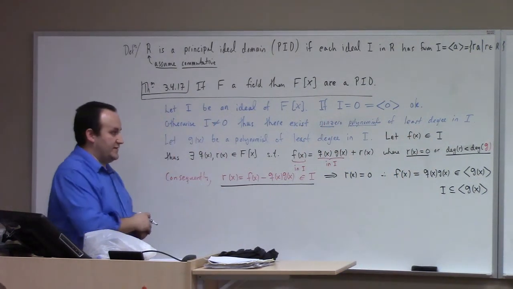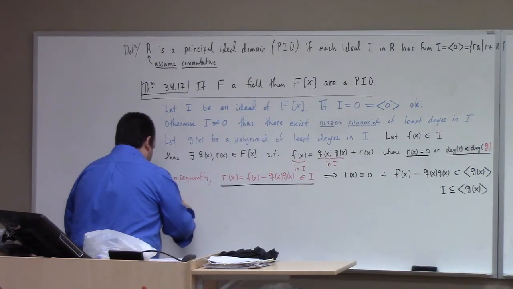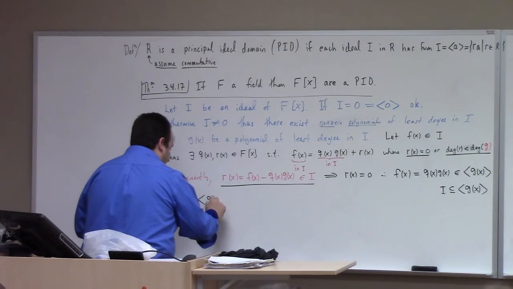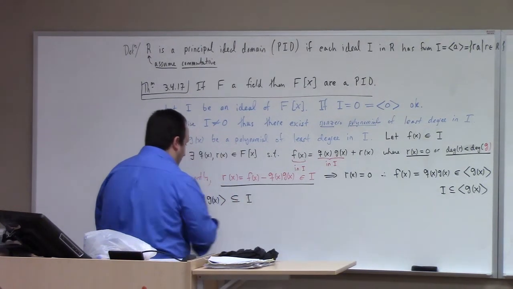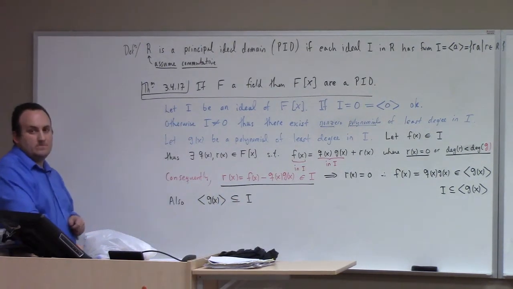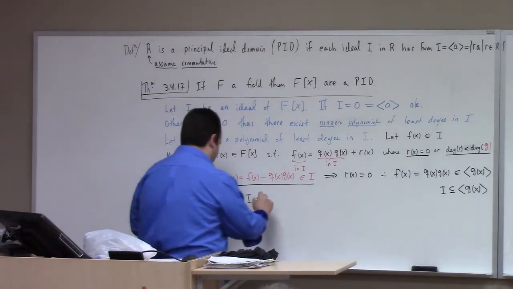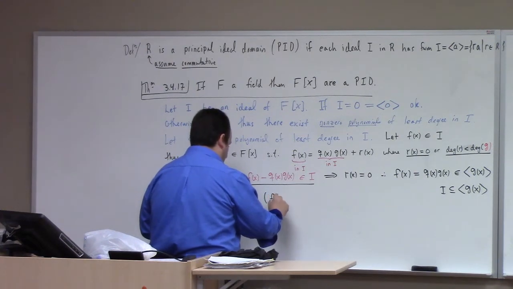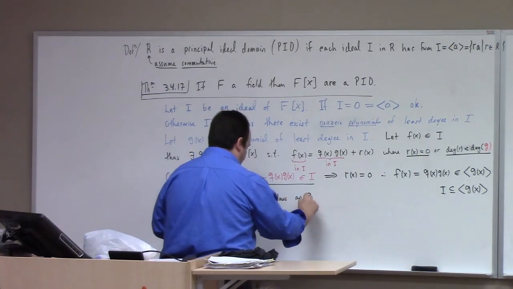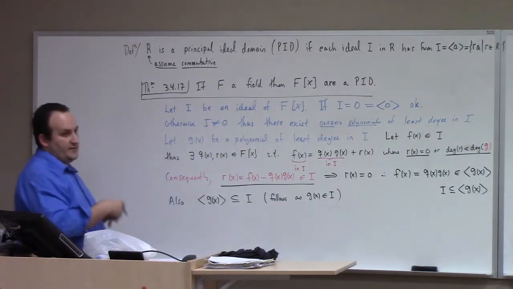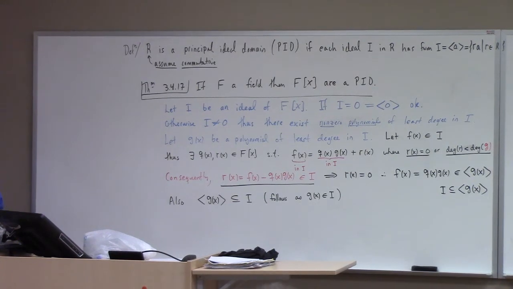How would you prove the other direction? Can you see why it is that the principal ideal generated by g should be a subset of I? Yeah, g is in I, so that follows immediately. Right. There we go. That proves that polynomials over a field form a principal ideal domain, because every ideal has to be principal.